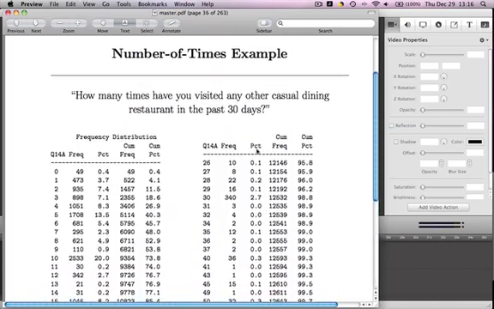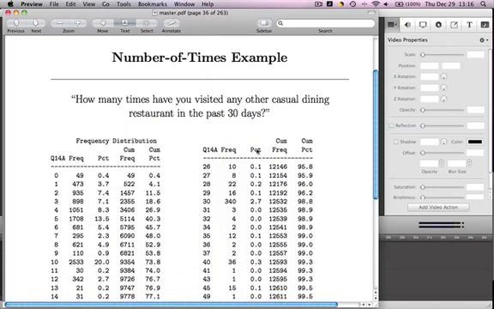We're not going to spend any time on this next slide. Instead, I ask you to look at it on your own. So here's a frequency distribution for another question from the California Pizza Kitchen survey. The question asks, how many times have you visited any other casual dining restaurant in the past 30 days? What I ask you to do is to look at the frequency distribution and tell me if you see anything that's unusual, anything that doesn't make sense. Just make note of that.